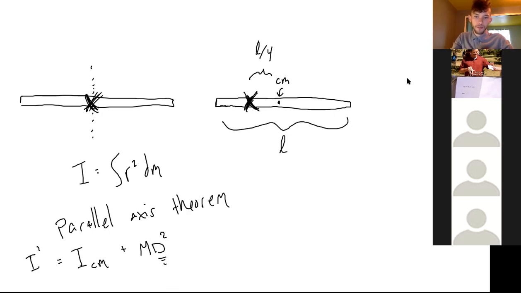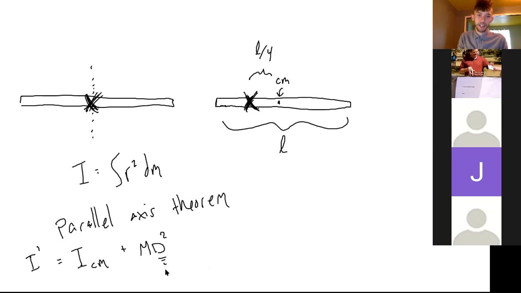Mr. Coleman. Miss Laird, do you know? What does this d represent? Is it the distance the new axis of rotation is away from the center of mass? I could not have said it better myself, my friend.